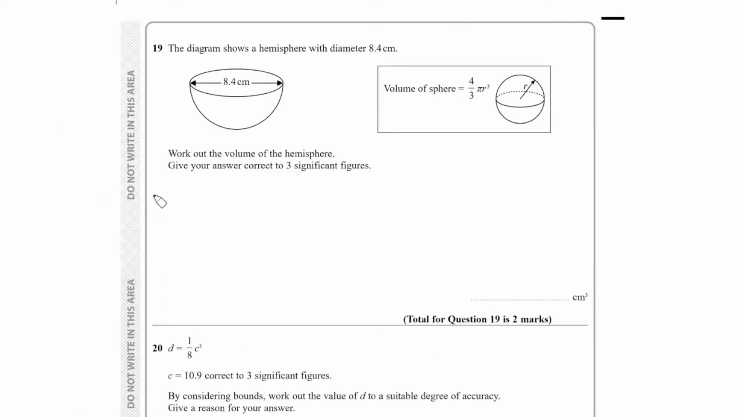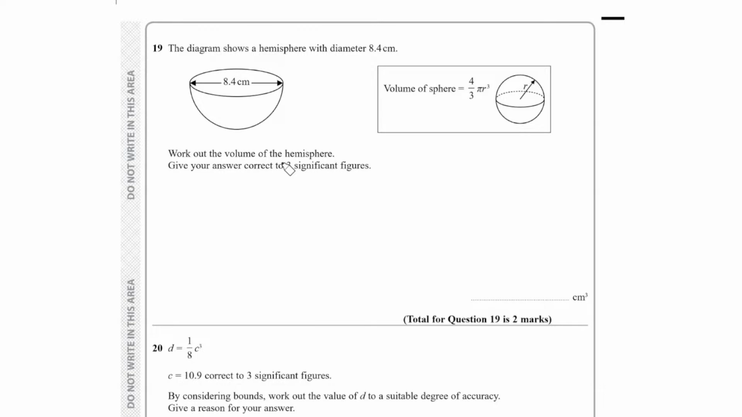Right, question 19 I think was quite nice. Yeah, question 19 was just basically a formula. So the diagram shows a hemisphere with diameter 8.4 centimeters. So you can see diameter, we've got the formula for the volume of the sphere. They've asked us to work out the volume of the hemisphere.